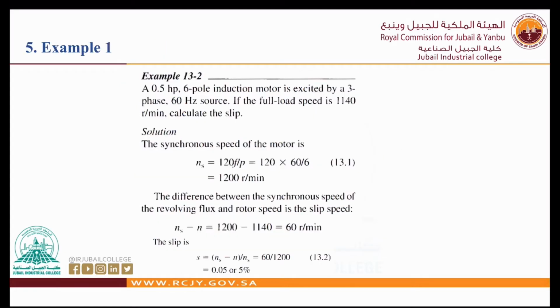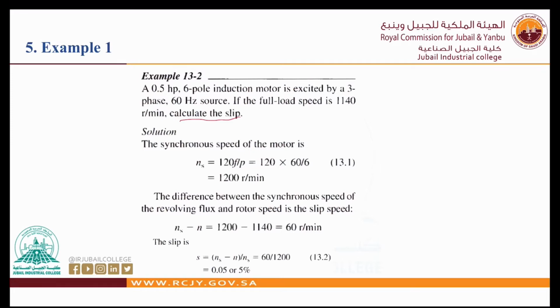Now, this is an example to find the slip. A 0.5 horsepower, 6-pole induction motor is excited by a 3-phase 60 hertz source. If the full load speed is 1140 revolutions per minute, calculate the slip.